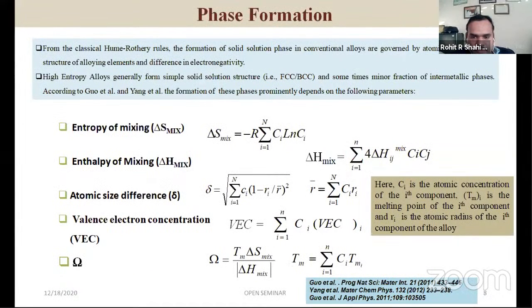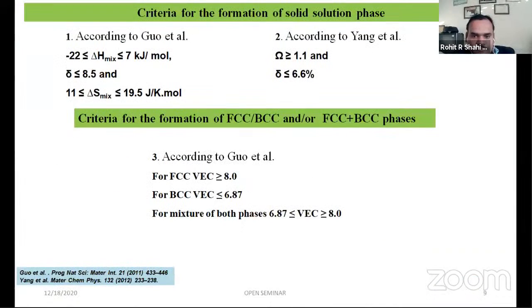So before the start of the synthesis, we go for the evaluation of some thermodynamical parameters, and based on these parameters, we can predict whether, if we select certain elements, these elements are going to make a solid solution phase or not. So these are some criteria. We can see that if the configurational entropy lies between this and this, in that case there is a formation of solid solution phase. So before starting, we can predict for the selected system whether there is a possibility of formation of solid solution phase or not.